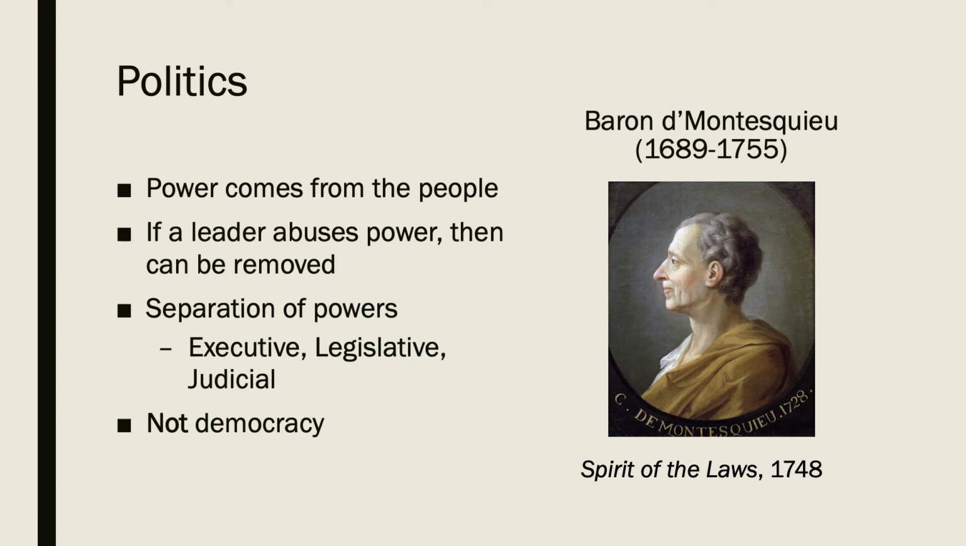Now, one of the things that pretty much all Enlightenment thinkers believed was that power comes from the people. The rulers are not God ordained. They're not appointed by God. Power comes from the people in a social contract. And therefore, if we grant power to the leaders, then we have the right to remove that power when a leader acts as a tyrant.